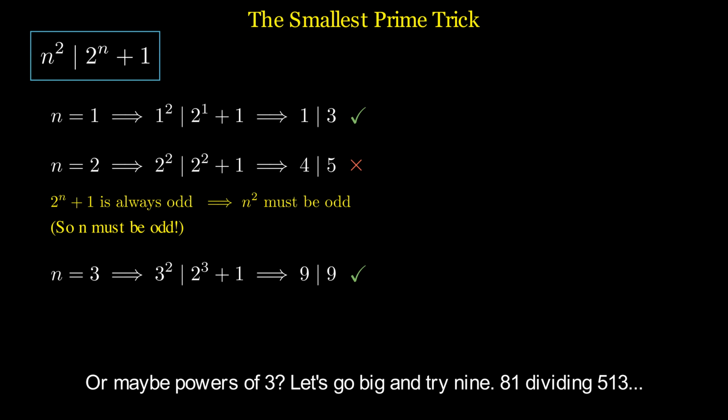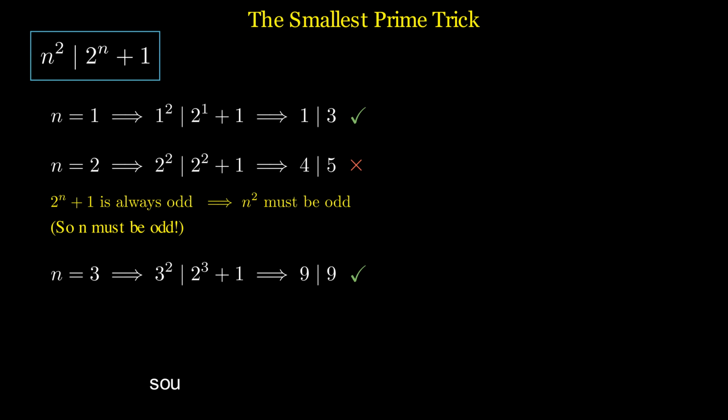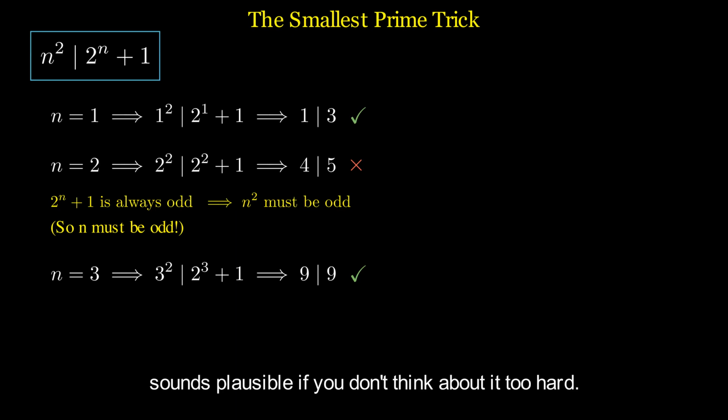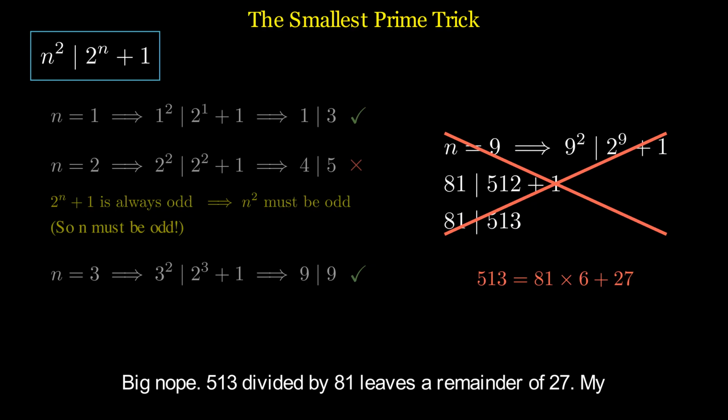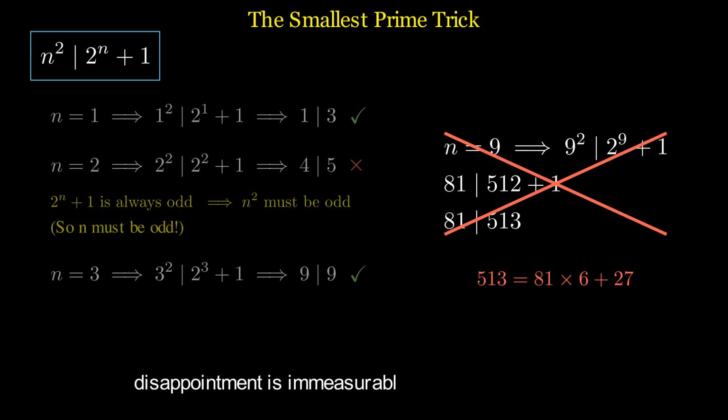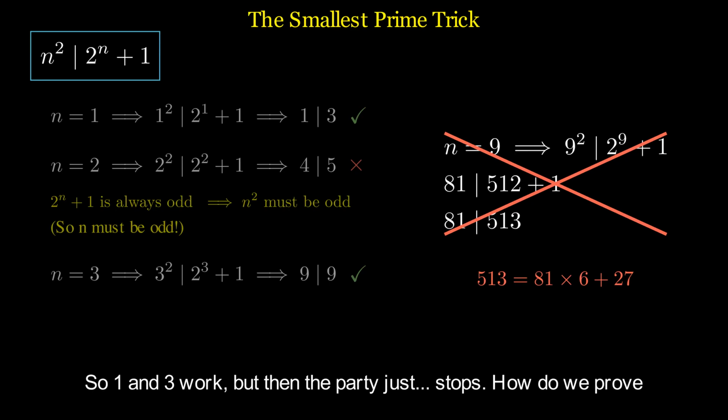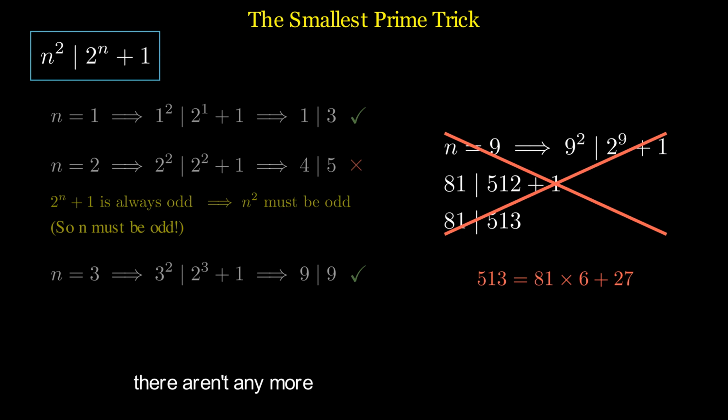Let's go big and try 9. 81 dividing 513? Sounds plausible if you don't think about it too hard. Big nope. 513 divided by 81 leaves a remainder of 27. My disappointment is immeasurable, and my day is ruined. So, 1 and 3 work, but then the party just stops. How do we prove there aren't any more solutions hiding in the shadows?